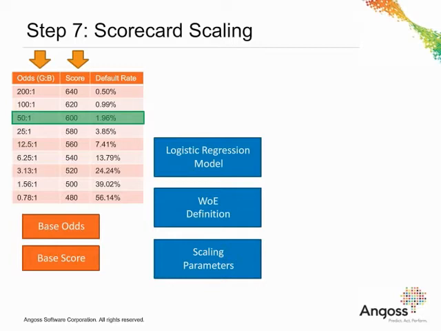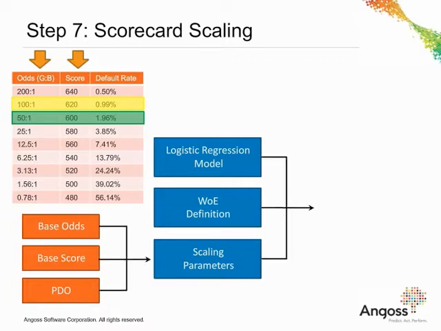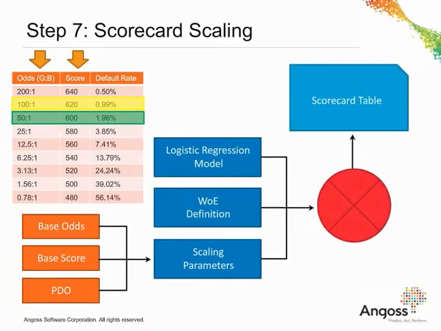In addition, we need another variable to set the scale. We define what is known as the points to double the odds, or PDO. In our card, the value is 20. So if we move from 600 to 620 points, we have doubled the odds of good to bad. Instead of 50 to 1, it is now 100 to 1. Using these scaling parameters, plus the weight of evidence definition, and the logistic regression model, we can create the scorecard table.